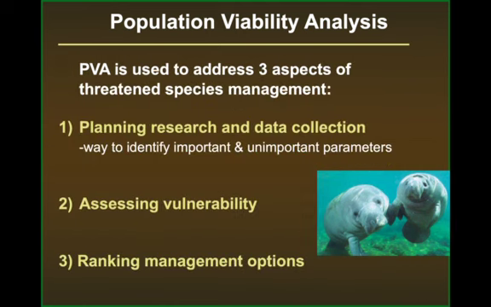PVA is used to address three aspects of threatened and endangered species management. One, planning, research, and data collection. In setting up your population viability analysis, you have to identify what parameters or factors are important and which ones tend to be unimportant. And that process in and of itself can be very useful.